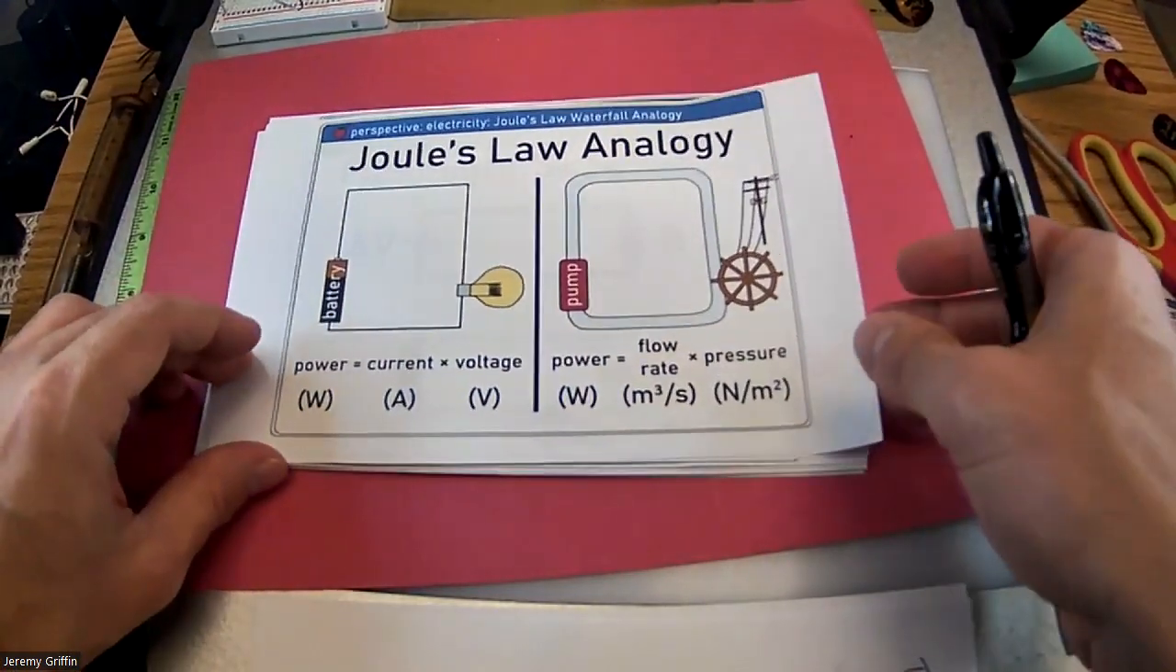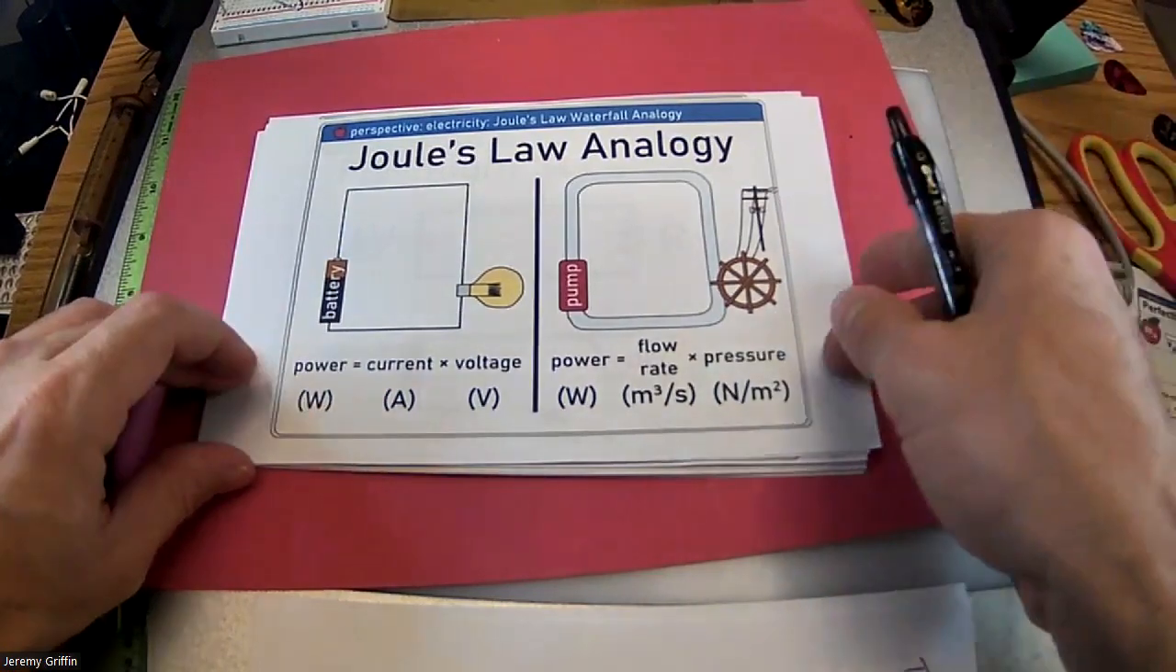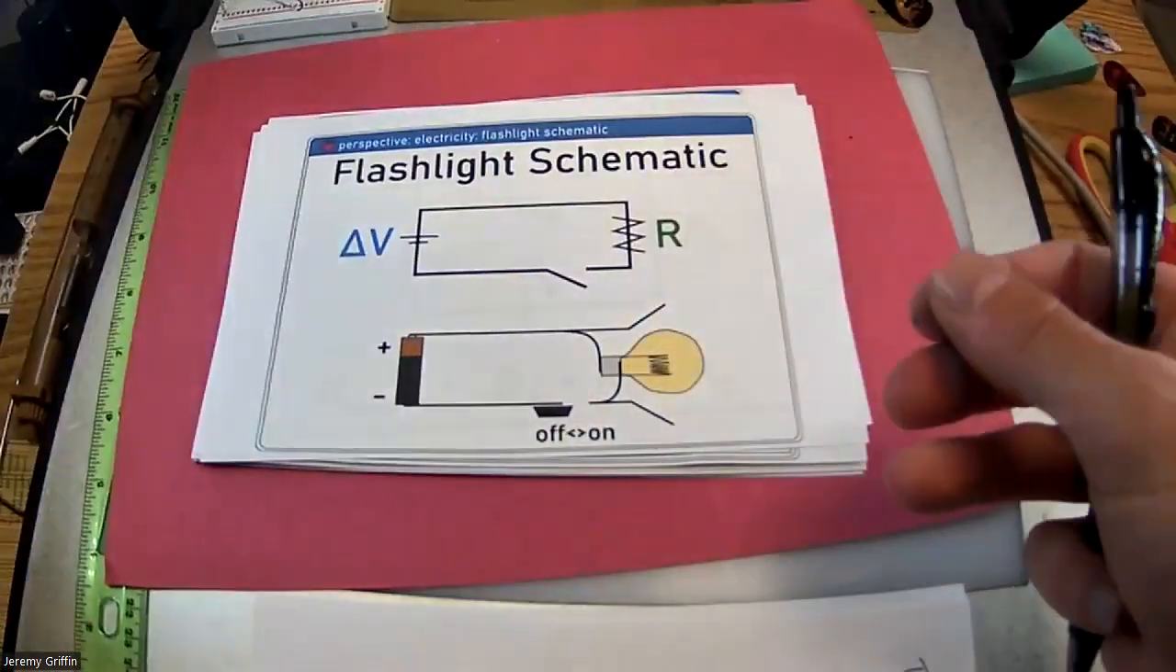Analogy, right, with Joule's law? Power could be flow rate times pressure. Think of it like that. Also works out in terms of units.